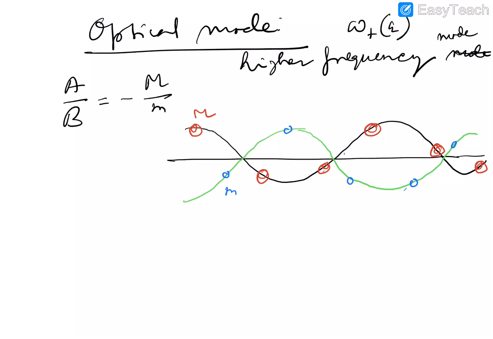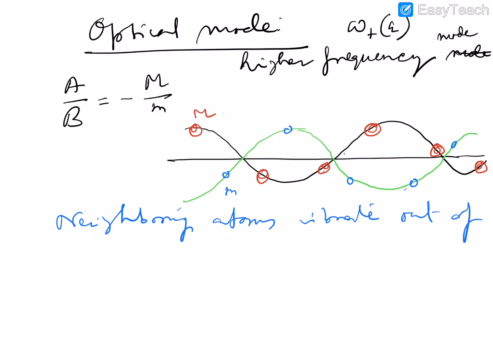So that means here for the optical modes, neighboring atoms vibrate out of phase in this case. Okay, so this is what we learn when we have two atoms in one basis.